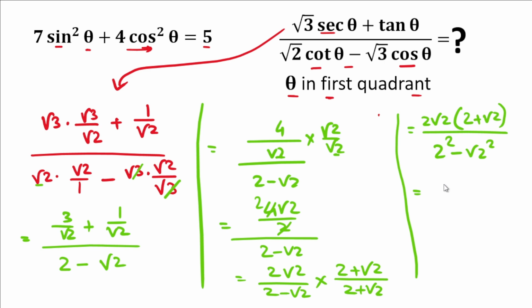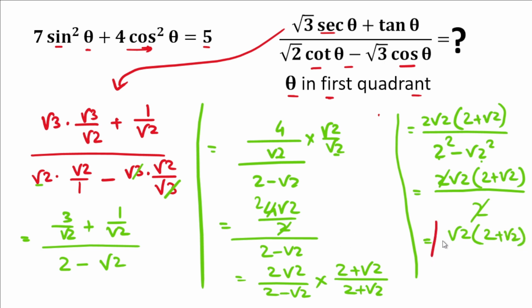So in the numerator we'll have 2 square root 2 in the bracket 2 plus square root 2, and in the denominator we'll have 2 square is 4 and square root 2 square is 2. So it is 4 minus 2 is 2. So here 2 and 2 will be cancelled. So in the last we'll have square root 2 multiplied by 2 plus square root 2. So friends, this is the answer of this question.